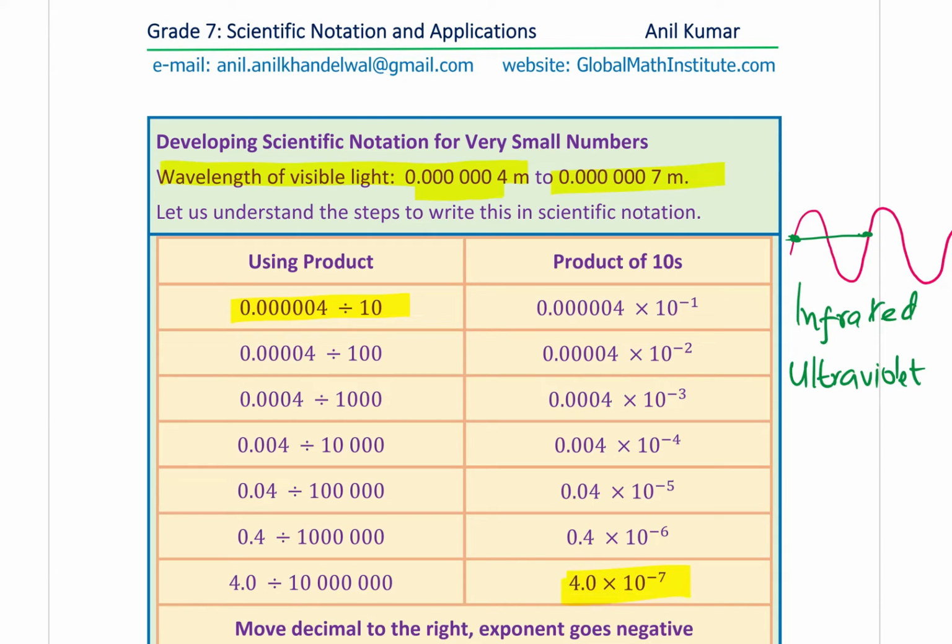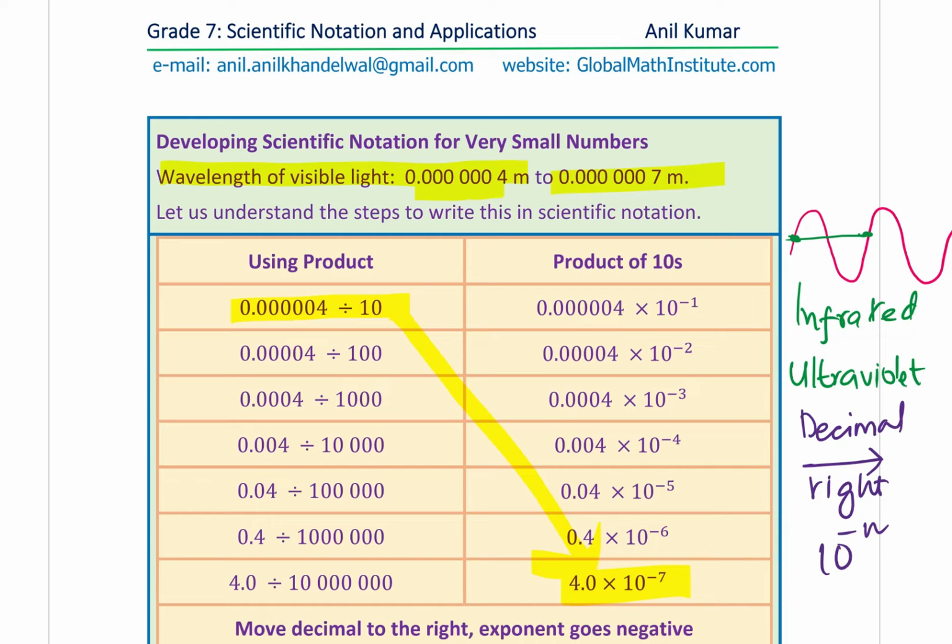Okay, so let's begin with the smaller number and see how we can write this into the scientific form. So we have to travel this particular distance. How do we do that? Well, in this case, you have to move the decimal to the right, correct? So in this case, we are moving the decimal to the right, correct? So we have 10 to the power of some negative number n. Is that clear to you? So that is the basic to understand.